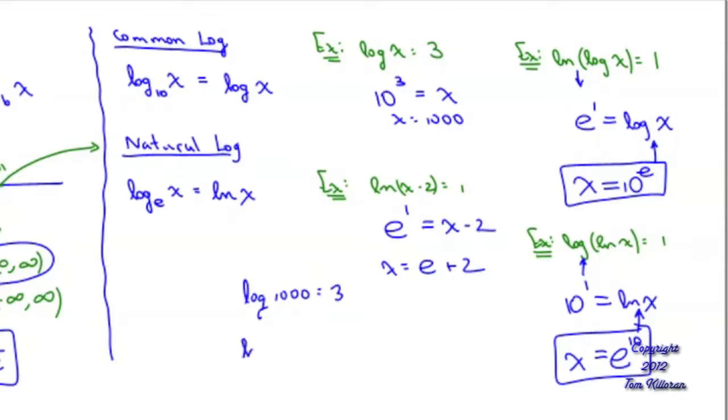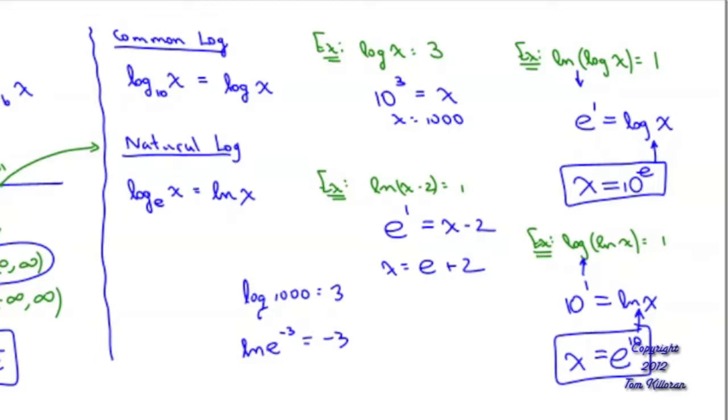Or you could have ln of e to the negative 3, and the answer would be? The base is e. What power do you raise e to get e to the negative 3? Think easy. Negative 3. The power you have to raise e to get to e to the negative 3 is negative 3.